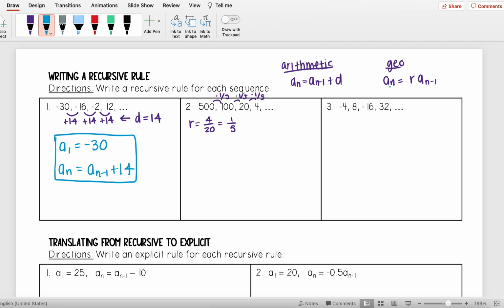And so I want to use this second one here. My first step is always to state what my first term is, which here is 500. Then my recursive rule will be an is equal to r, which we found to be 1/5, an minus 1.